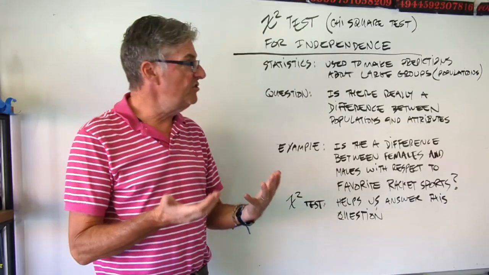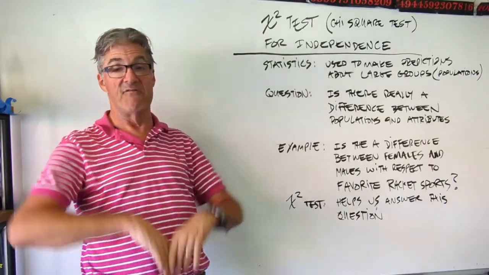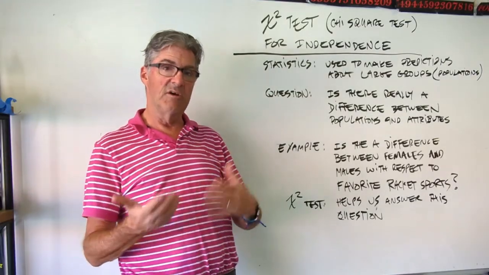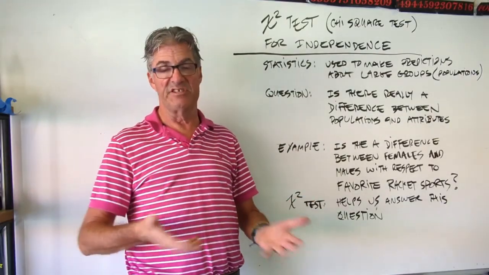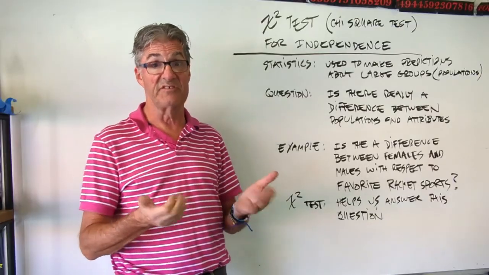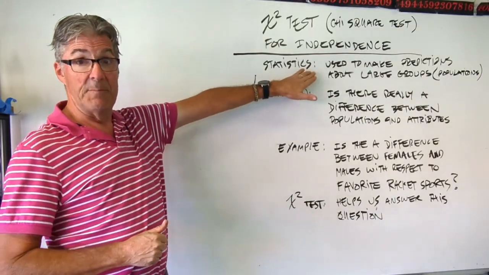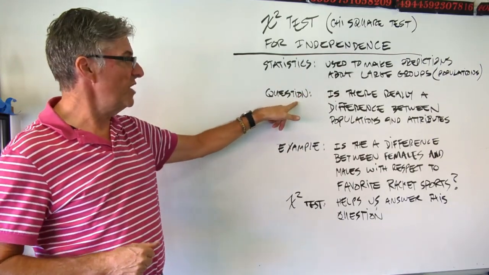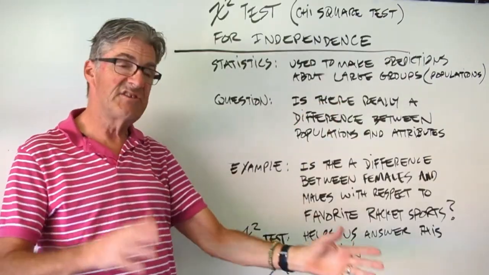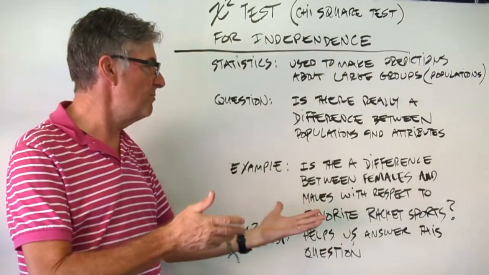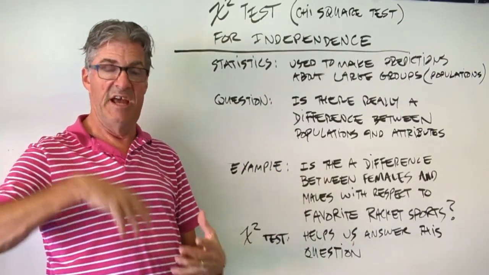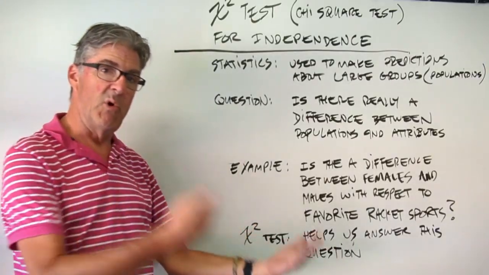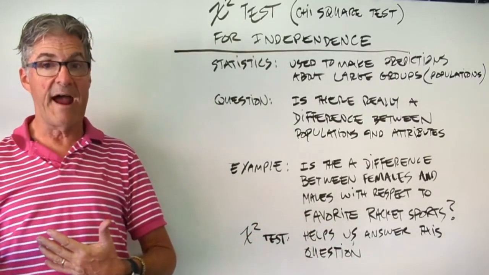So that's what we try to do. Statistics allows us to say things about very large groups of people without actually talking to all those people. Or it could be about plants or any number of things. It's not just about populations of living things. So that's one of the big uses of statistics. Let's take a look at a certain question. Is there really a difference between 2 populations or 3 populations and certain attributes? Like, for example, is there a difference between boys and girls and liking rap music?